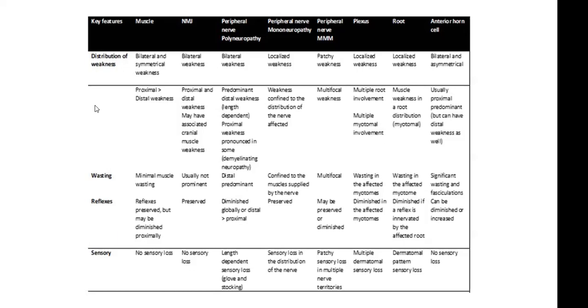Go one step back. You have examined the lower limbs. First thing is you put it in your package. The package that we are talking about here is the lower motor neuron package. Then, when you say this is a lower motor neuron package, you need to next figure out whether it is a muscle lesion, neuromuscular junction lesion, peripheral nerve lesion, plexus lesion, root lesion, or anterior horn cell lesion.